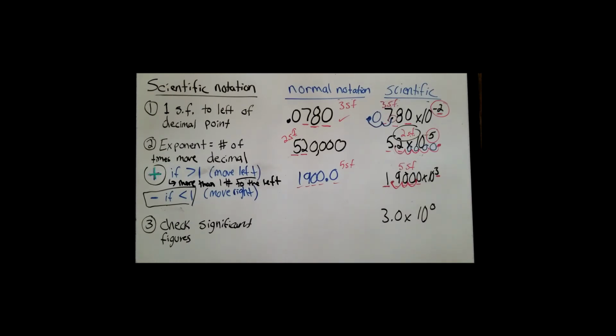Next, we have 3.0 times 10 to the 0 power. So we might not have seen this yet. So let's just approach it like we would any other, even though it looks a little different because of that exponent of 0. We're going to start by counting our sig figs. There are 2. Now the exponent tells us how many times to move the decimal. Well, the exponent's a 0, so what does that mean? We move the decimal 0 times. So the normal notation of this number would just be 3.0. It's kind of a trick one.